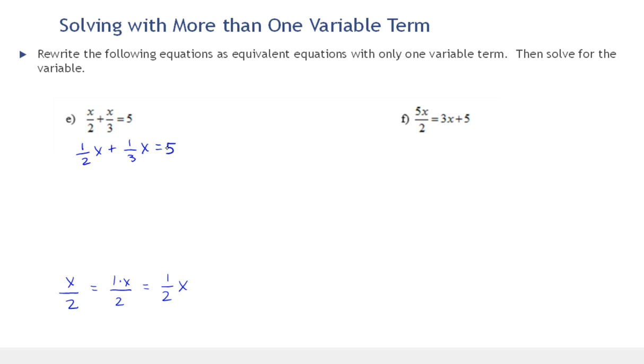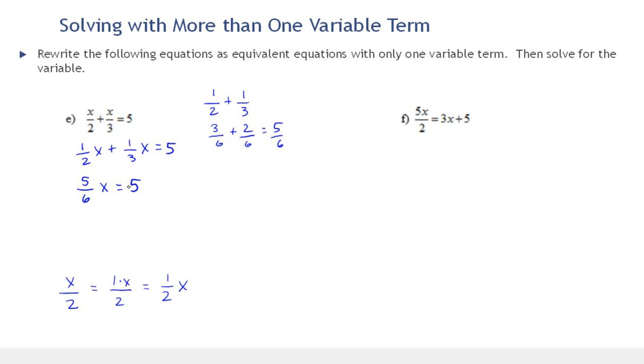Now it's more clear that these are like terms. They're both x to the first power. So we need to add their coefficients. So we have 1/2 plus 1/3, and I'm going to do this work on the side. Remember, you give them a common denominator. 3/6 plus 2/6 equals 5/6. So now, combining these, 5/6 x equals 5.